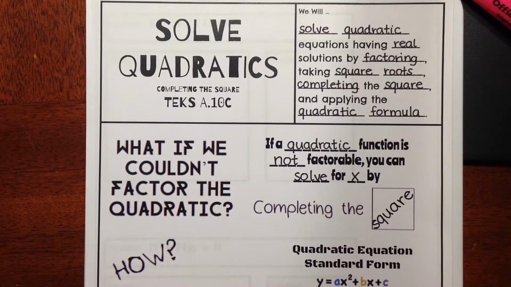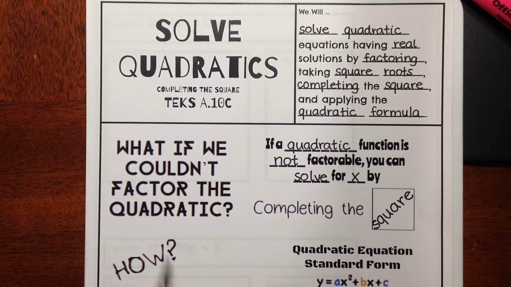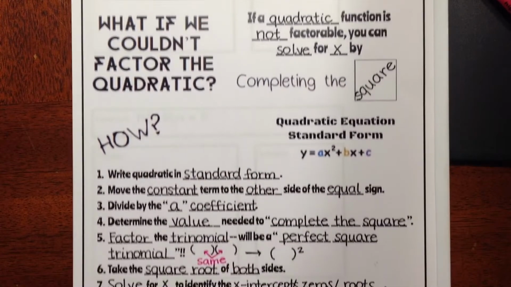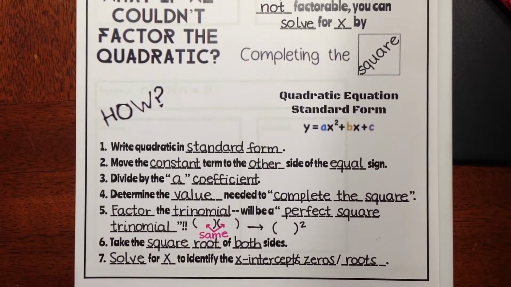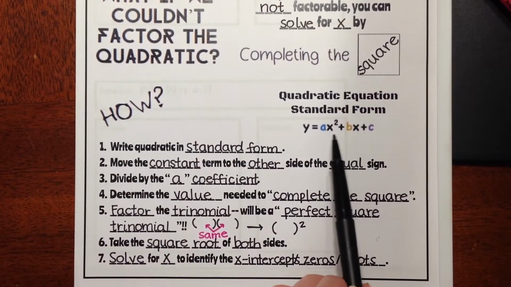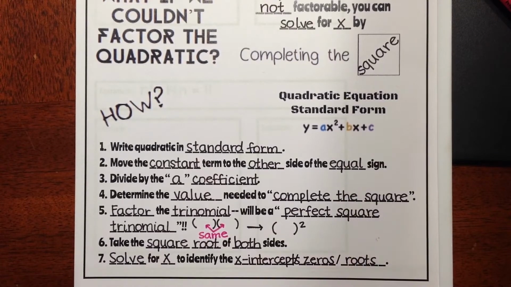So we're going to talk about completing the square. You want to use completing the square if a quadratic function is not factorable. You can solve for x by completing the square. In order to do that, you must write your quadratic in standard form. And remember, standard form is where you have an x squared term, an x term, and a constant term.